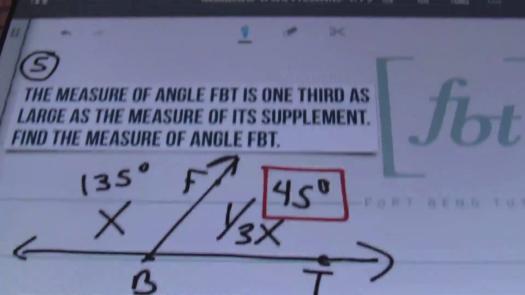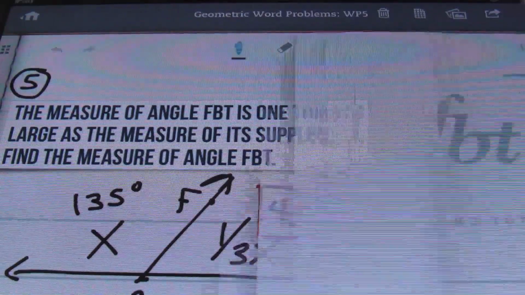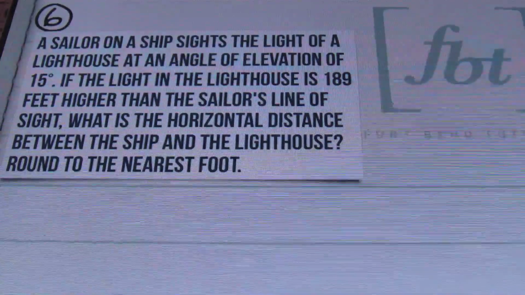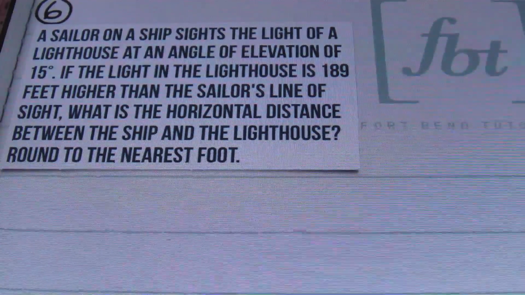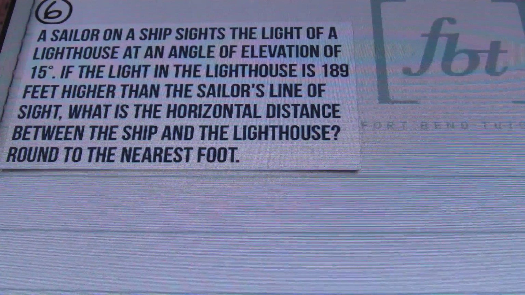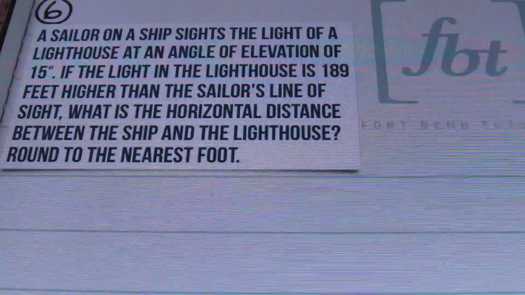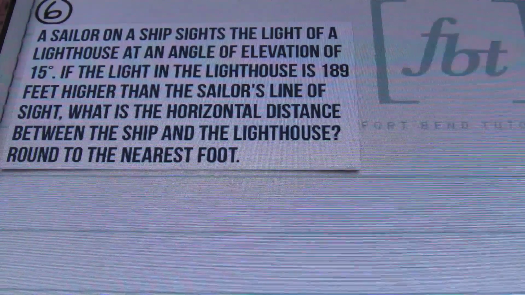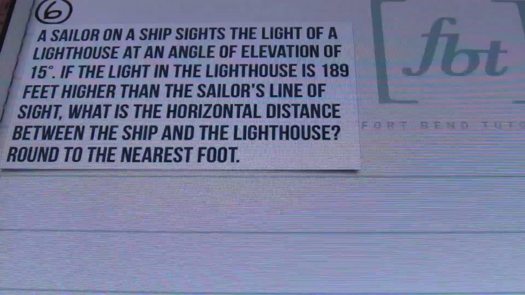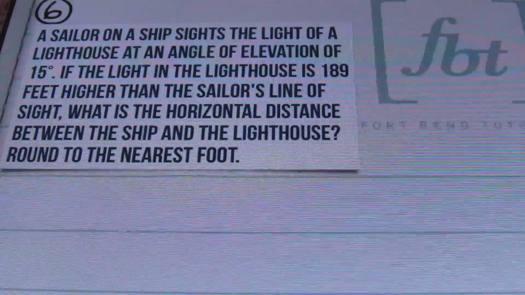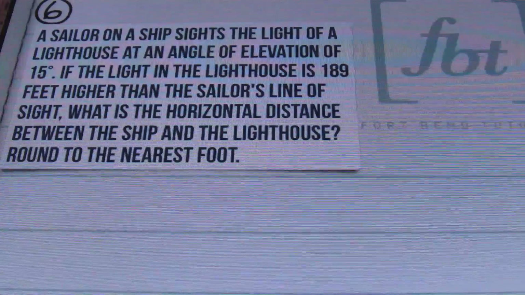Okay, so next we have our last and final word problem for today's tutorial. So example 6 has the following. A sailor on a ship sights the light of a lighthouse at an angle of elevation of 15 degrees. If the light in the lighthouse is 189 feet higher than the sailor's line of sight, what is the horizontal distance between the ship and the lighthouse round to the nearest foot?